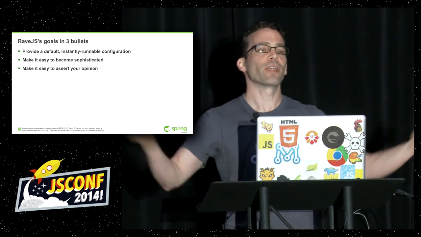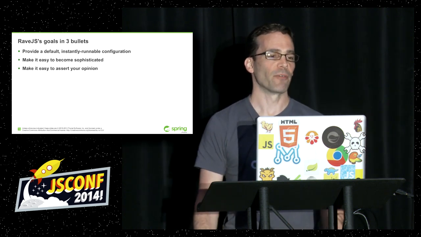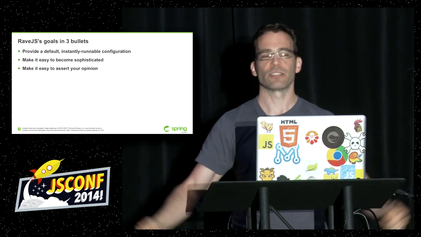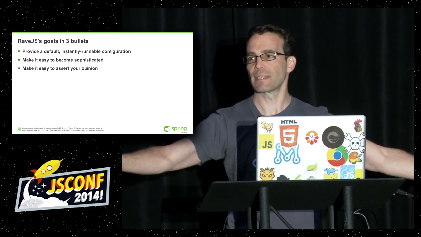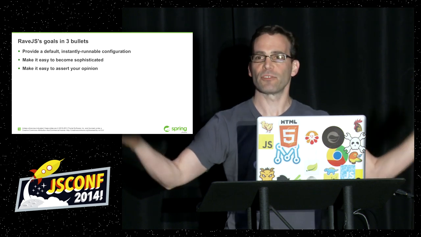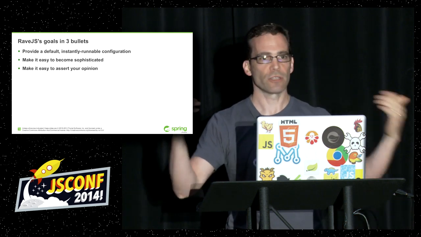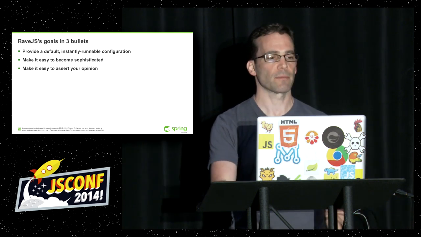Okay, so what are we trying to do? In 3 bullets, provide a default, instantly out of the box configuration. You install Rave, bang, you've got something to run. You've got an app. It's a simple app. It's basically a Hello World app. But you've got something, and you can just immediately start doing something.